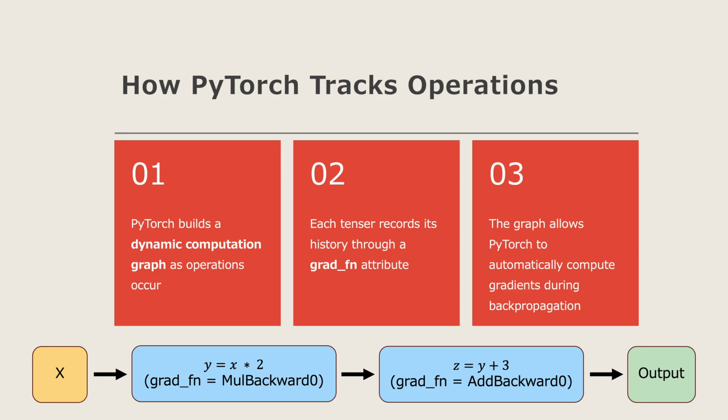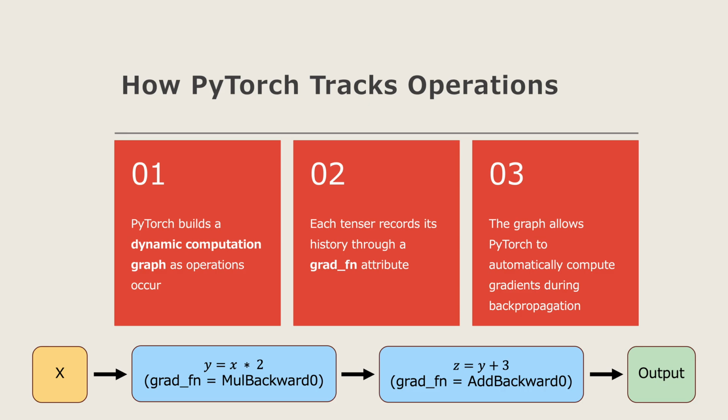In step 2, each tensor that's created through an operation automatically keeps track of how it was created, through an attribute called grad_fn, or grad function. For example, if you multiply a tensor by 2, PyTorch attaches the tag mul_0. If you add something to it, PyTorch marks it as add_0. These gradient functions act like breadcrumbs, showing PyTorch how to retrace its steps later when calculating derivatives.